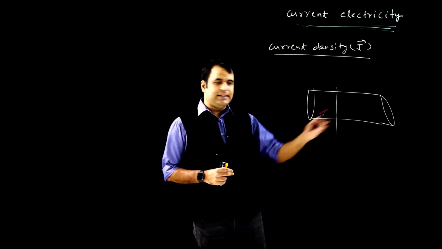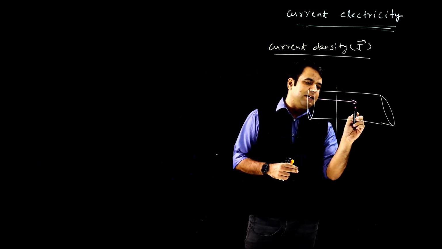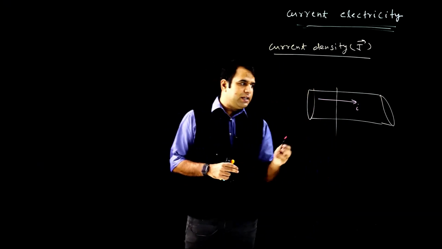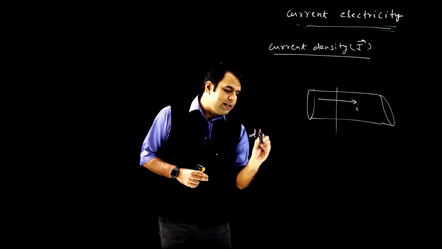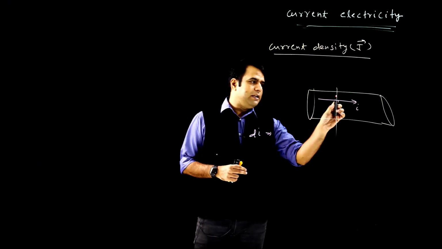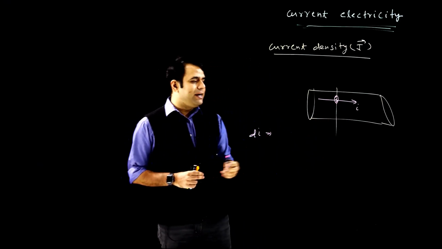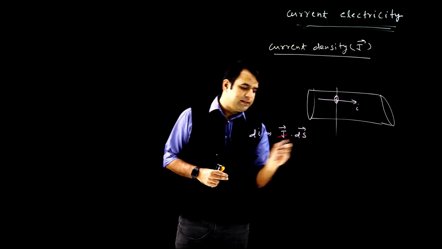So let's say this is a conductor, and in this conductor the current I is flowing in this direction. Okay. So here I'm taking that current I. So here the dI, for the small element, the current dI passing through this small element is defined as J dot dS.